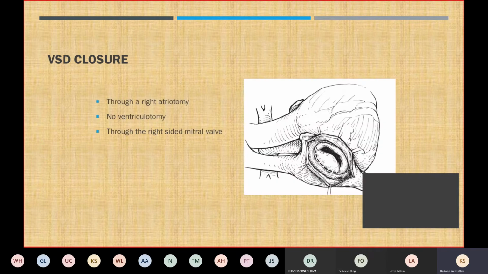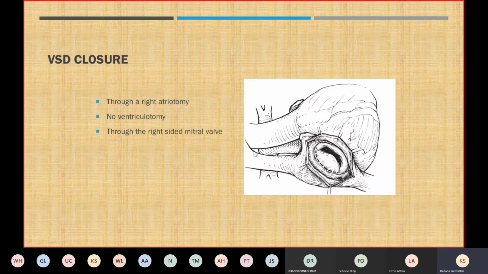Coming to VSD closure, we all know that VSD closure is now regularly done through a right atriotomy. Earlier for ccTGA, VSD closures were done via an incision in the left ventricle or in the right ventricle. Now most surgeons have abandoned ventriculotomy incisions and regularly go through the right atrial incision to close the VSD.